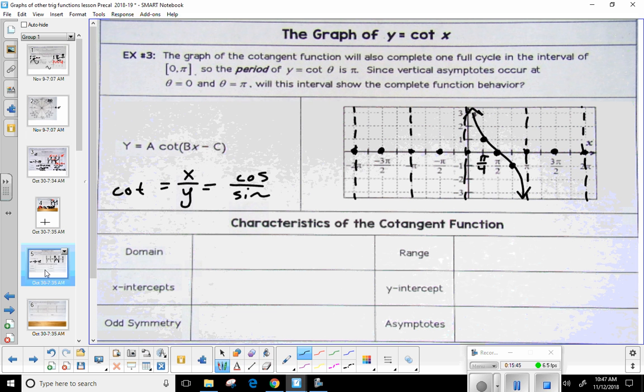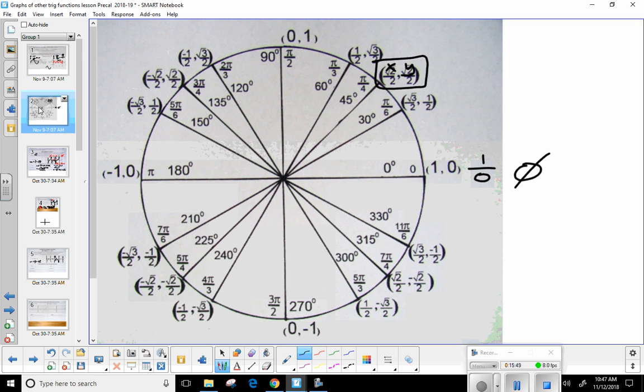Okay. Now the next increment would be pi over 2, right? So if I come back over here, let's now go to pi over 2. But what's that x divided by y? Yeah, so that's why we have pi over 2, 0. Okay, one more rotation, 3 pi over 4. Same thing, but now it's what? Negative square root of 2 over 2 divided by square root of 2 over 2 will give me negative 1.